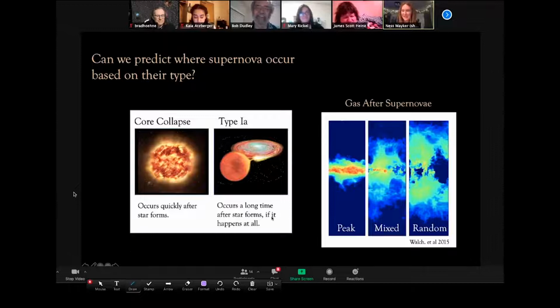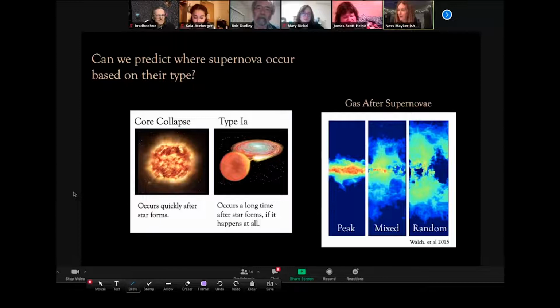Okay, so we have this hypothesis, right? But we haven't proved anything yet. We haven't actually done any observing. So we have a good theory for where the supernovae occur. We think 2/3 are going to occur in molecular clouds and 1/3 are going to occur randomly. Interestingly, 2/3 of supernovae are core collapse and 1/3 are type 1A on average. So this seems like a pretty solid hypothesis.